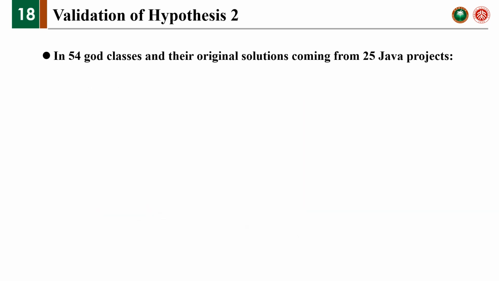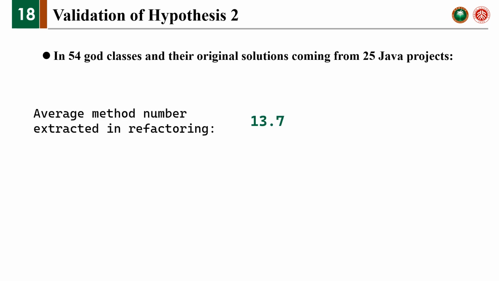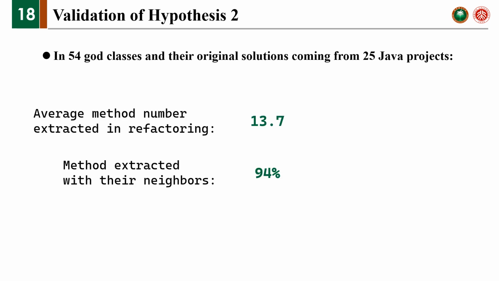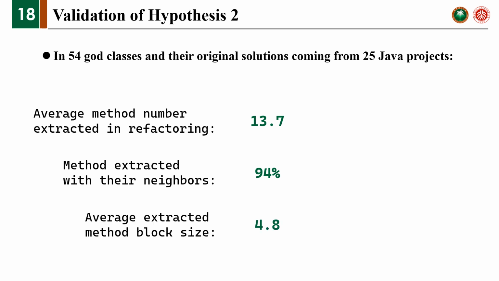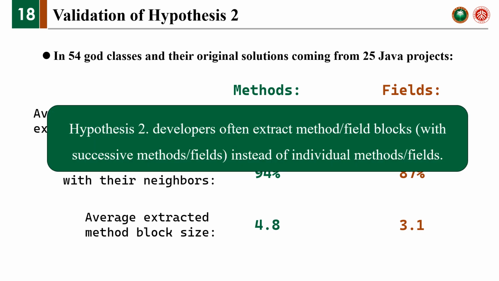For hypothesis 2, on average, 13.7 methods are extracted, where 94% of the methods are extracted with their neighbors. This shows that methods are often extracted in blocks. The size of the extracted blocks is also considerable, which is on average 4.8 methods per block. These statistics are similar in fields, which leads to the conclusion of hypothesis 2 too. Developers often extract entity blocks with successive methods or fields instead of individual entities.